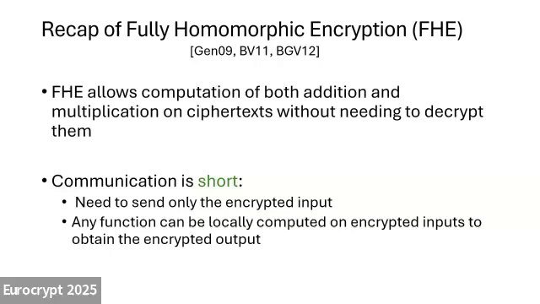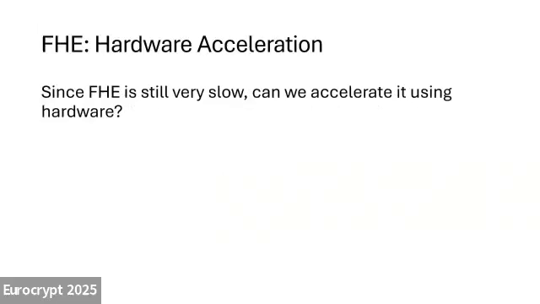Now, the main advantage of FHE is that the communication is succinct because one party only needs to encrypt its input and send it to the other party. The other party can then locally compute on this encrypted input any function and obtain the encrypted output. The main limitation of FHE is its computation. Computation is a major bottleneck, and FHE is still slow, and as a result, it cannot be applicable for many large-scale applications. So the next question is, can we accelerate FHE computation using hardware?